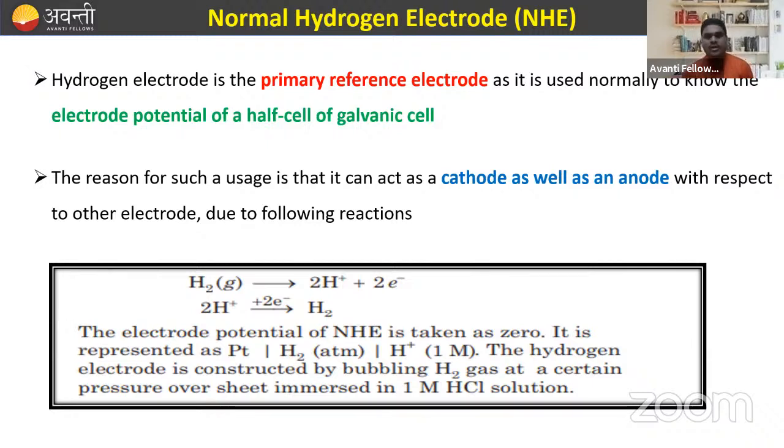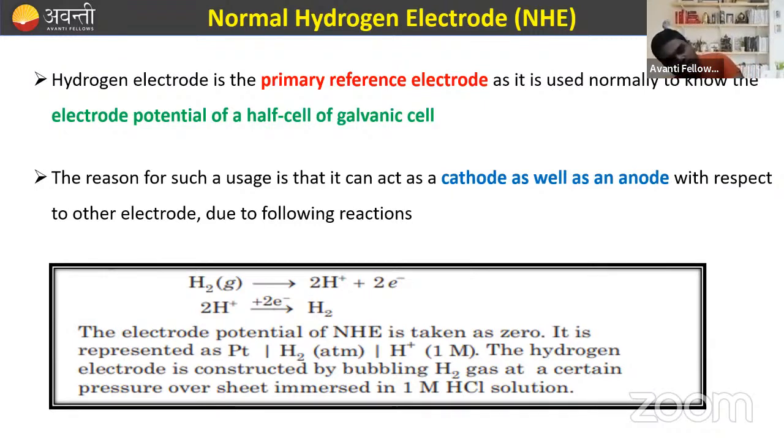H2 will give 2H plus by losing electrons, and H plus accepts two electrons to form H2. It means the electrode potential of NHE is taken as zero and it is represented by platinum, hydrogen gas, H plus 1 molar solution. The hydrogen electrode is constructed by bubbling H2 gas at a certain pressure over a platinum sheet immersed in a 1 molar HCl solution. What you need to remember from this slide is that the hydrogen electrode is the primary reference electrode, used normally to know the electrode potential of the half cell of the galvanic cell, and it can act both as a cathode as well as an anode with respect to the other electrode.